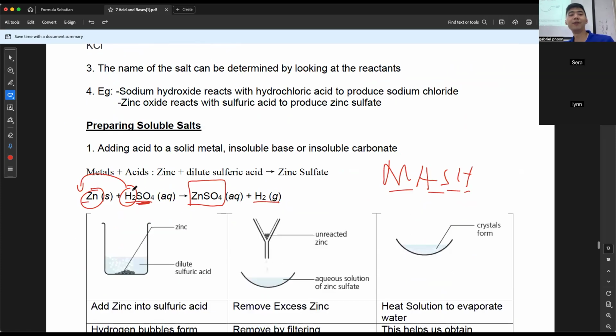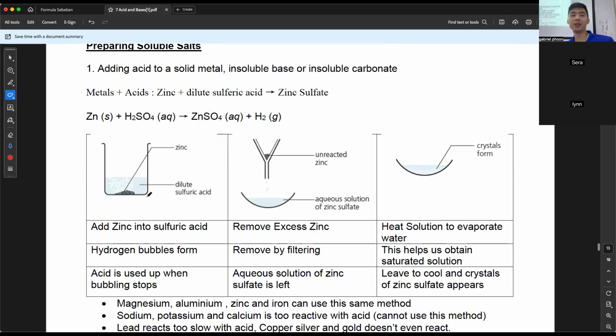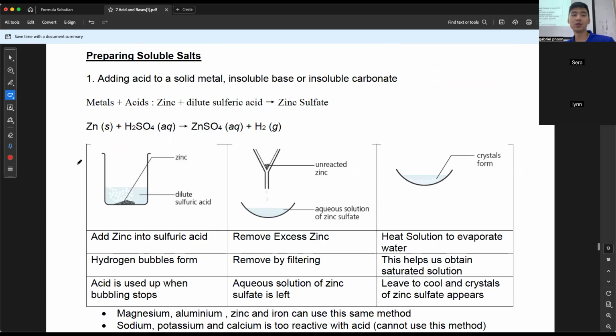Yeah, all these are just examples. Okay, let's look at the first example of how we prepare a soluble salt. In this scenario, we're adding zinc to sulfuric acid. First and foremost, in order to prepare zinc sulfate, we have to keep adding the zinc into the sulfuric acid, and you will realize there's going to be hydrogen forming. The acid is used up when the bubbling stops.